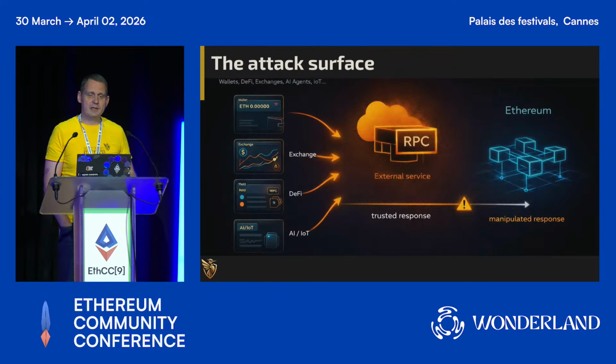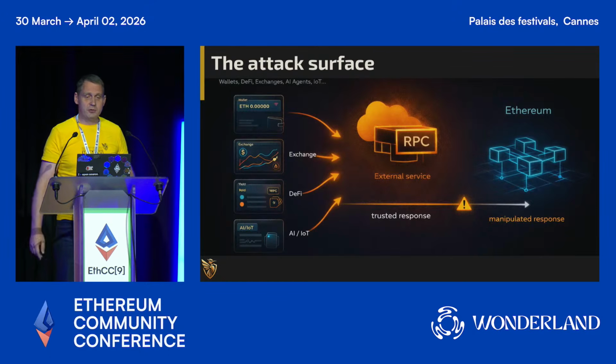Here's the problem. The application cannot detect this on its own because it has no way to verify the data. From the user's perspective, everything is wonderful. The UI looks normal, the numbers are perfect, but the decision is based on false information. And once the user signs a transaction, the damage is already done. You don't need to break the system, you just need to control what the user sees.